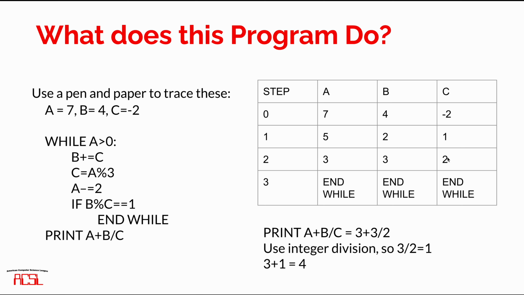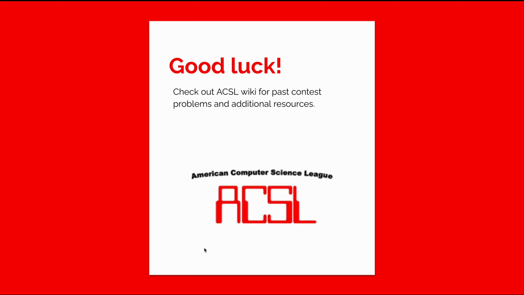So now we're printing them, A plus B over C, 3 plus 3 over 2. So in ACSL, you will be using integer division, which means if you're dividing an integer by another integer, the decimal value will be truncated. Notice there's no rounding, it is simply truncated. So 3 over 2 is 1.5. We are not rounding that to 2, we are truncating the decimal, so it becomes 1. 3 plus 1 is now equal to 4, so at the end of the program, it will print 4 as its final value. So that's all that I have for ACSL Contest 1.